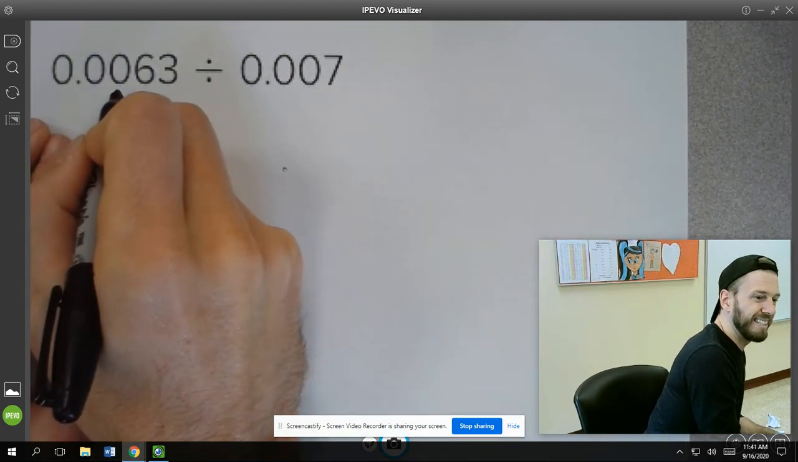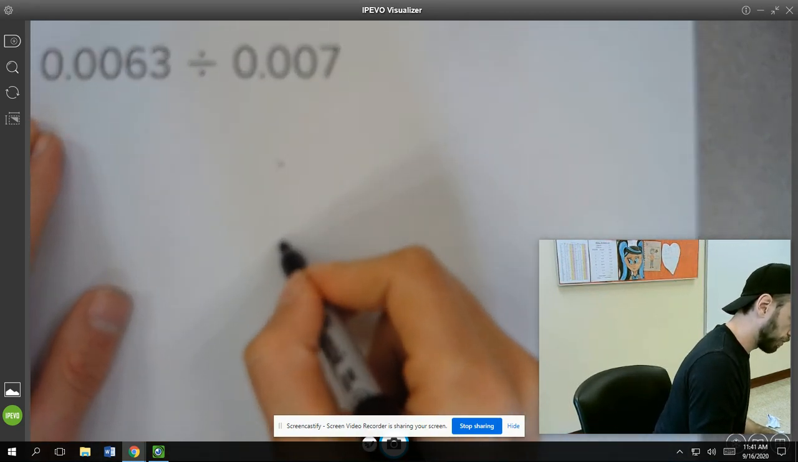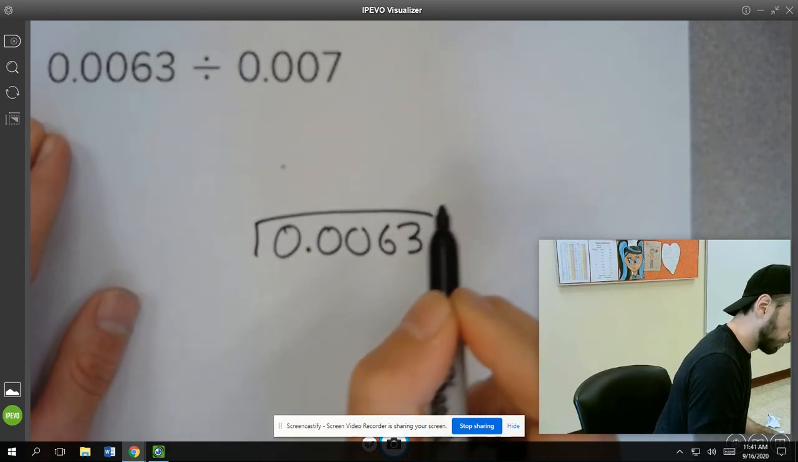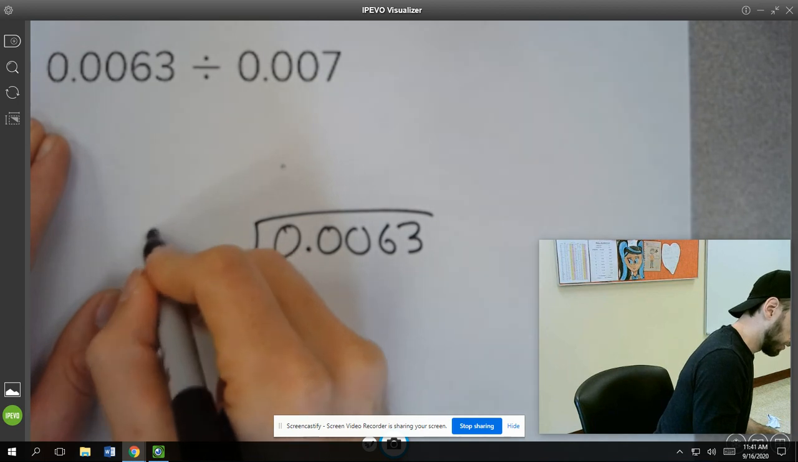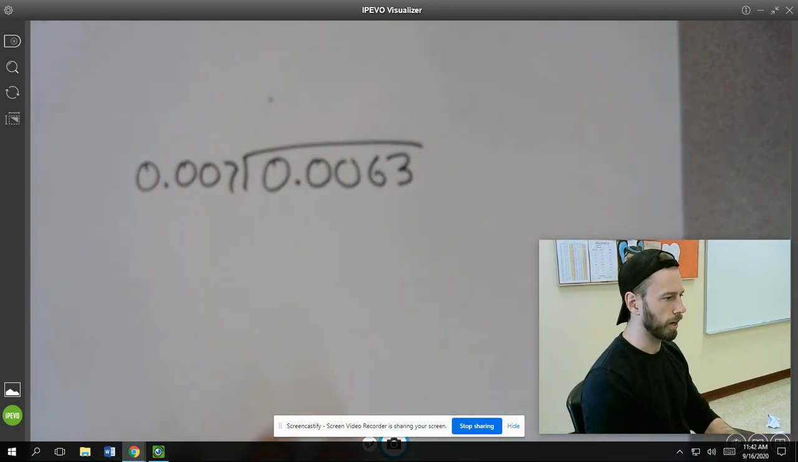The first number here, the dividend, is what goes in the box, right? So we'll put 0.0063 right in the box. And then I'll put 0.007 outside the box. Okay.